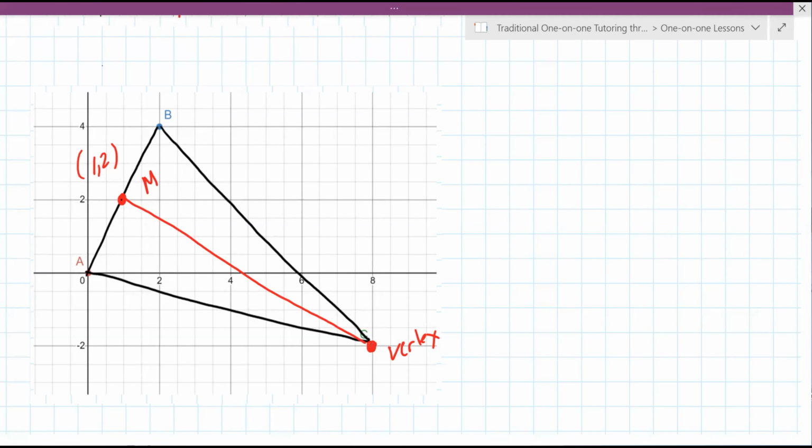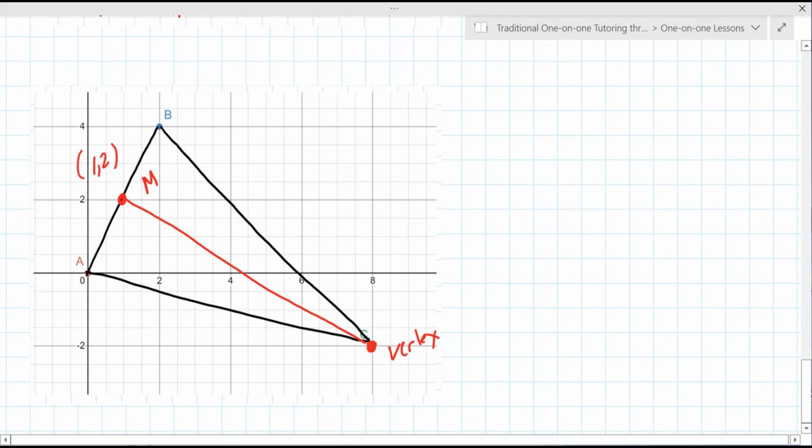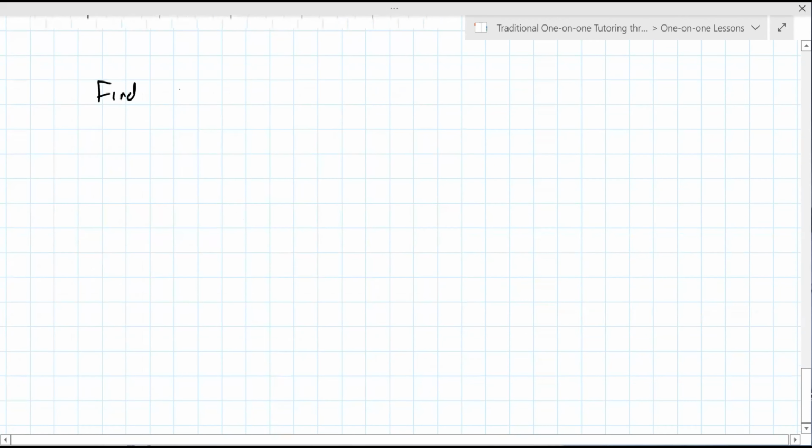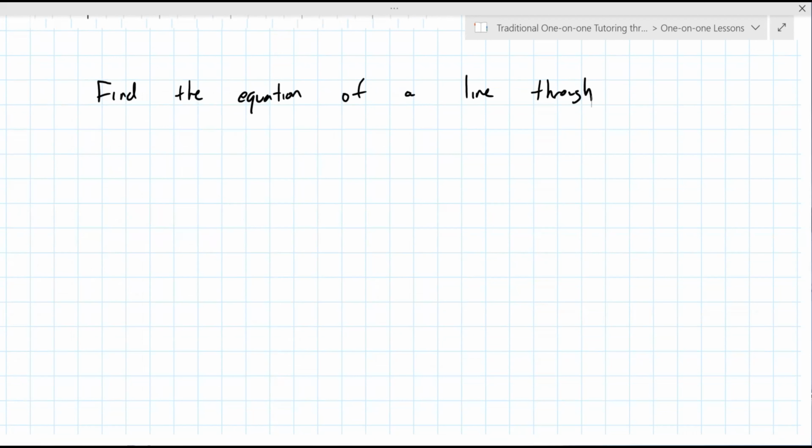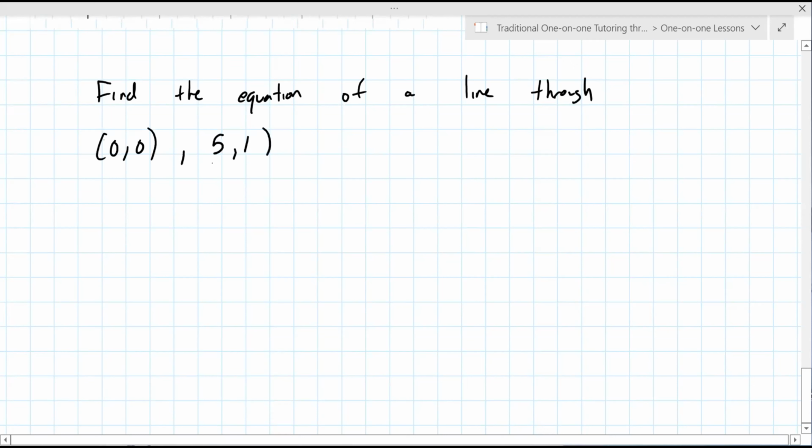Okay, let's get back to doing some problems. You're going to find the equation of a line through 2 points, and I'm going to give you those 2 points. The first one is 0, 0, and then 5, 1. To do that, you first need to find the slope. What is the slope of this line? You actually found it already. It's 1/5.